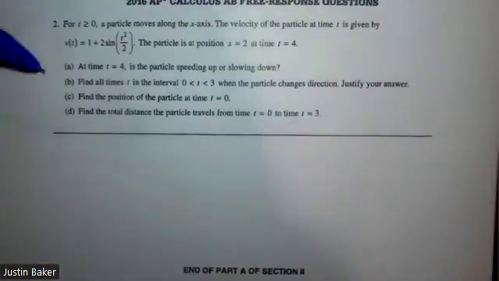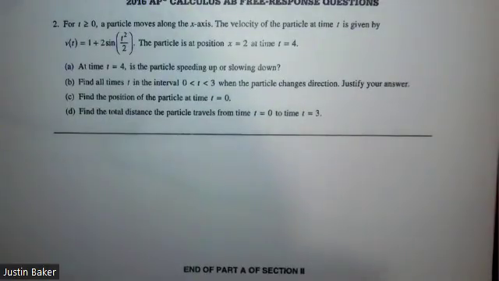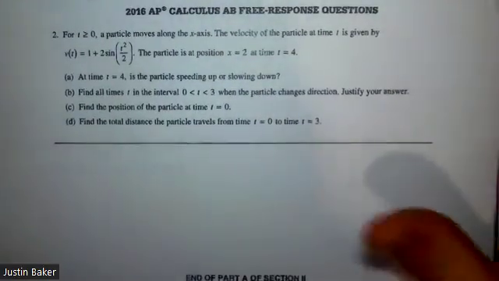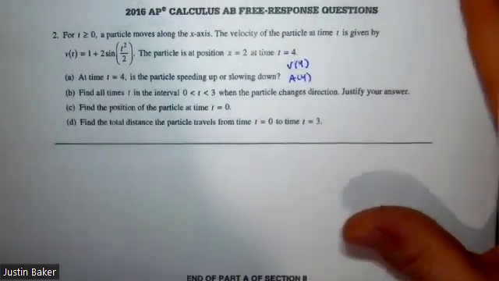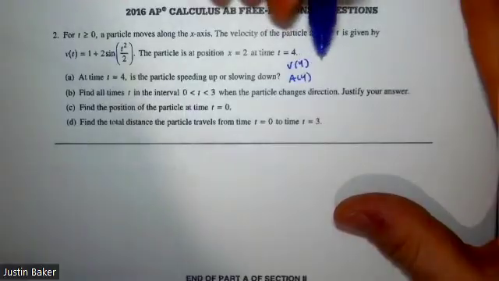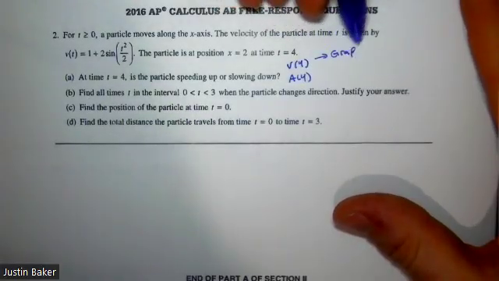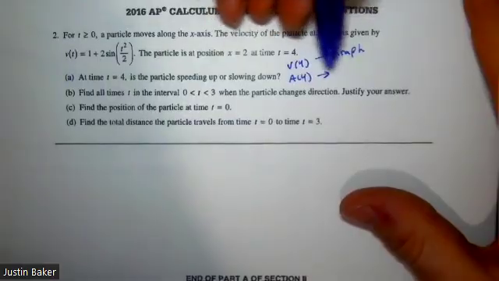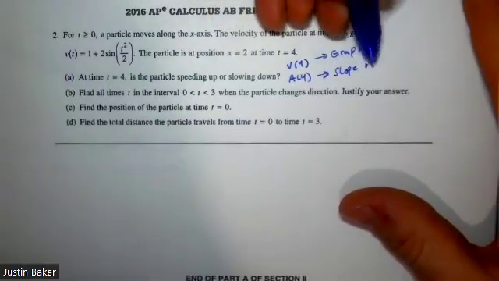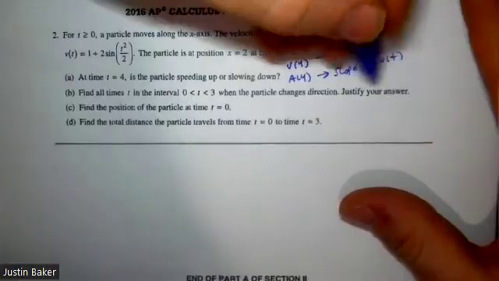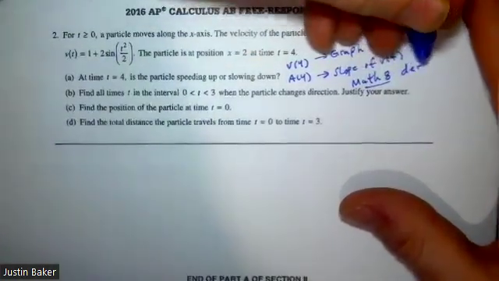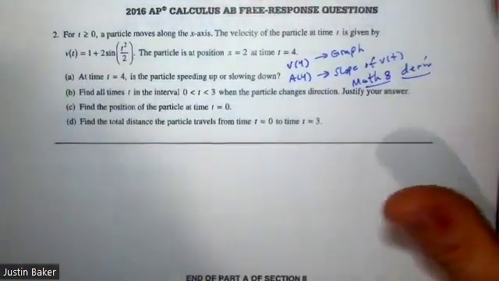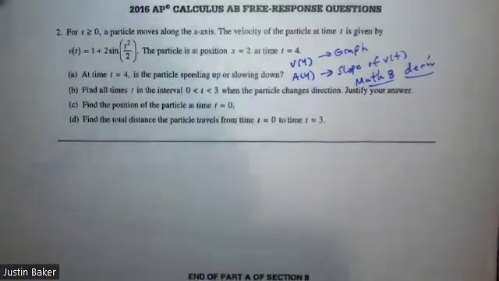For particle motion, we should hopefully be very familiar with this. Your study guide has all of this written out. For speeding up or slowing down, this is when you would compare V of 4 to A of 4. This is going to be found in the calculator. We would want to graph this. And then to find A of 4, it's either going to be the slope of the V of t graph, or do math 8 and take the derivative of your velocity, and that will tell you the acceleration.